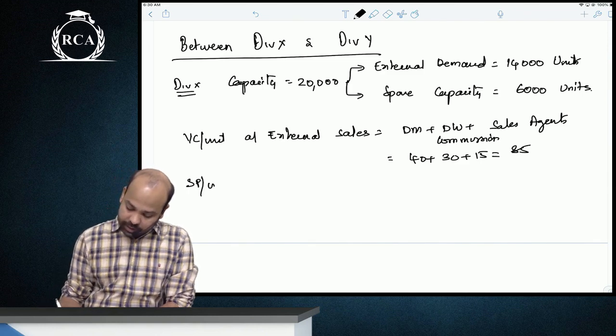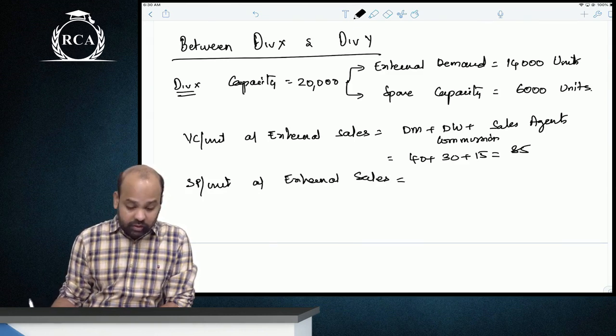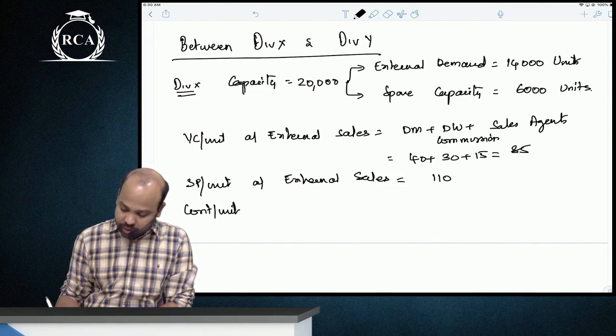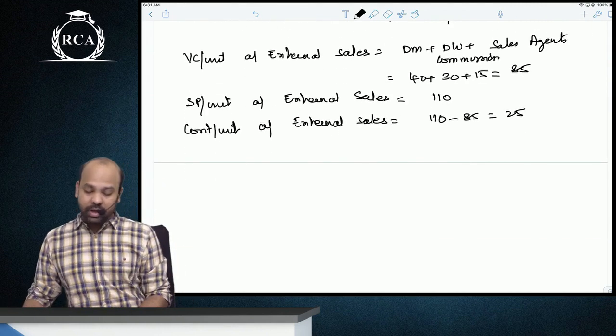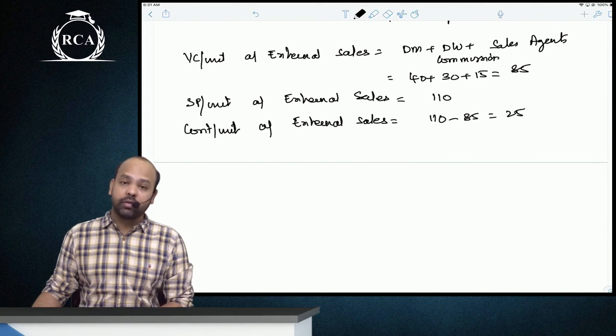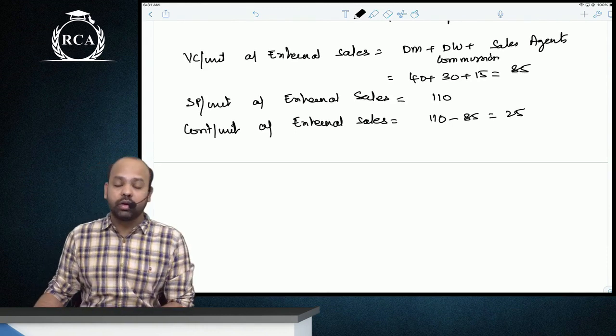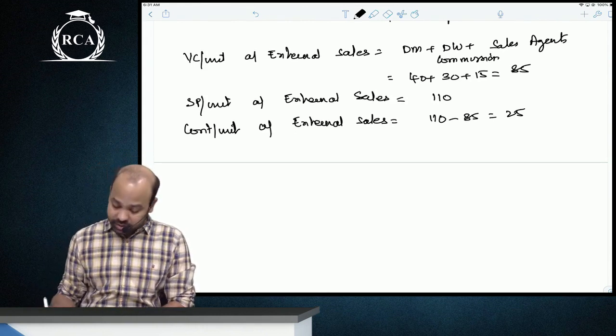The selling price per unit of external sales is 110 rupees. So we arrived at the contribution per unit of external sales. The amount of contribution per unit of external sales is 110 minus 85, that is 25 rupees. This would be the amount of contribution per unit of external sales.